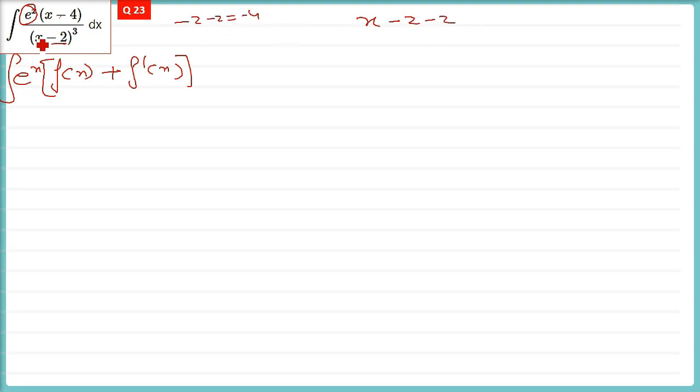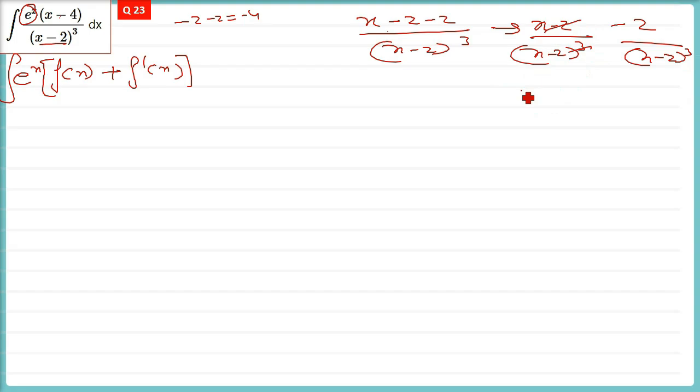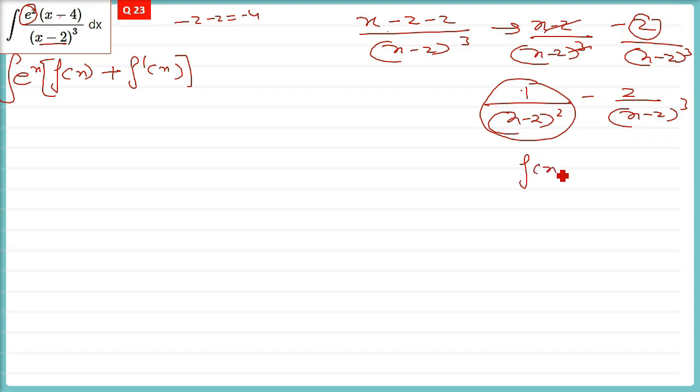So it will be minus 4. So we'll separate them out using the denominator x minus 2 whole cube. So we need to separate them out: x minus 2 divided by x minus 2 whole cube minus 2 divided by x minus 2 whole cube. This gets cancelled, so you will just be left with x minus 2 whole square. On the right it will be 2 divided by x minus 2 whole cube. So let's assume this as f(x). It's 1 by x minus 2 whole square.